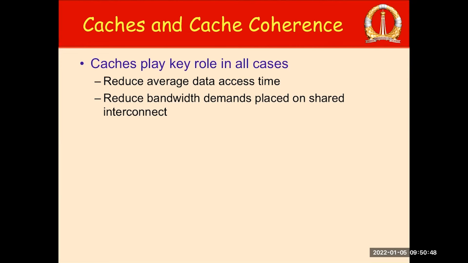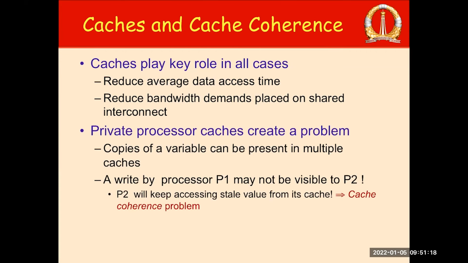Okay, so caches play an important role in multi-core architectures, and they help reduce the average data memory access time. Because if you didn't have caches, then every request has to go to memory, and particularly in the case of a centralized memory, or even in the case of a distributed shared memory, you have to go through the interconnect network to access the memory. And if there are no caches, then every request has to go through the interconnect network, which is going to load the interconnect network and increase your memory access latency.